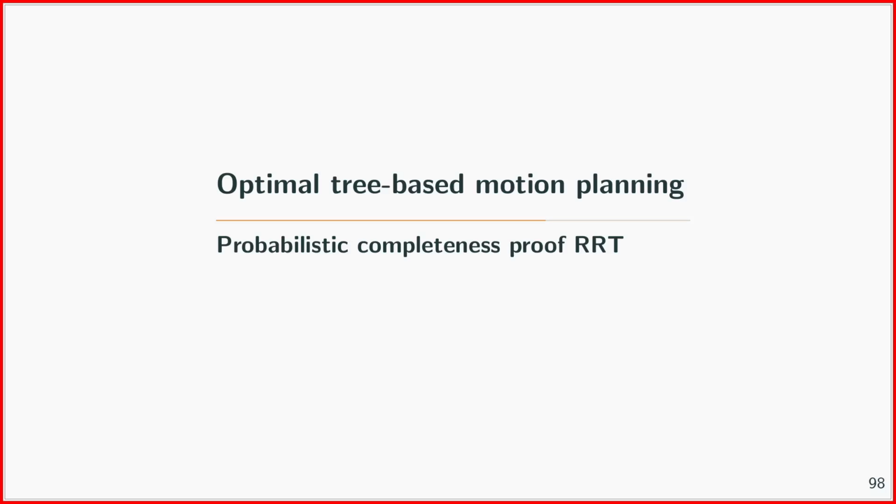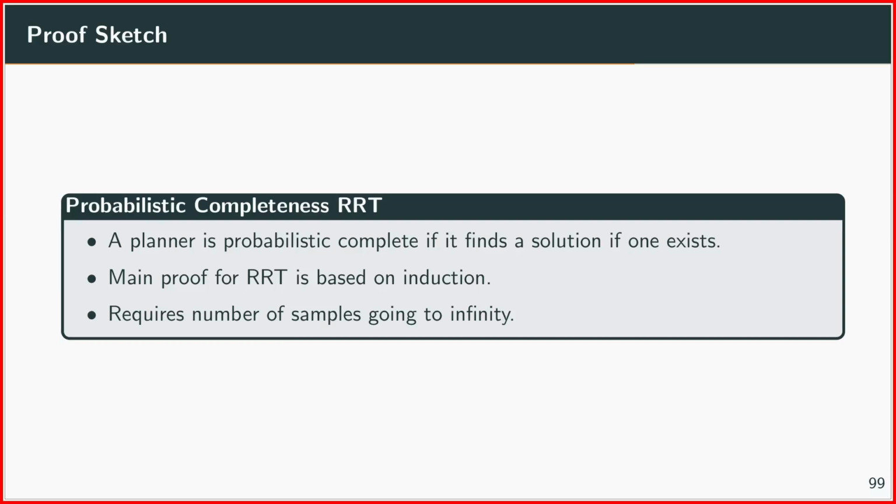And this brings us first to a probabilistic completeness proof of RRT. Before I start here, any more questions about the basic version of RRT star? Before we go here into proving some properties.